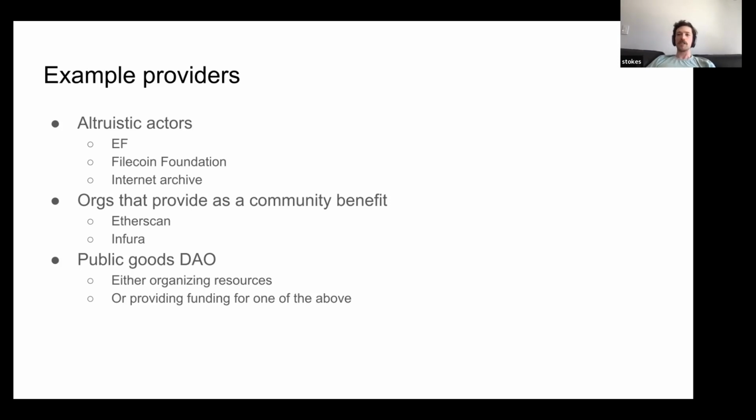You could have other actors in this space that maybe aren't as altruistically motivated, but still see it as a value add for them. So like Etherscan or Infura, you could say, hey, you guys are running these really profitable businesses. You could also provide this, again, hopefully inexpensive service as a benefit for the community, just as a way to gather goodwill.